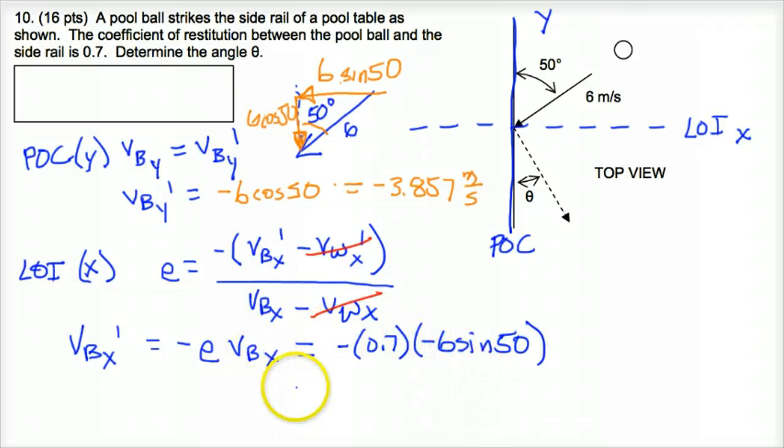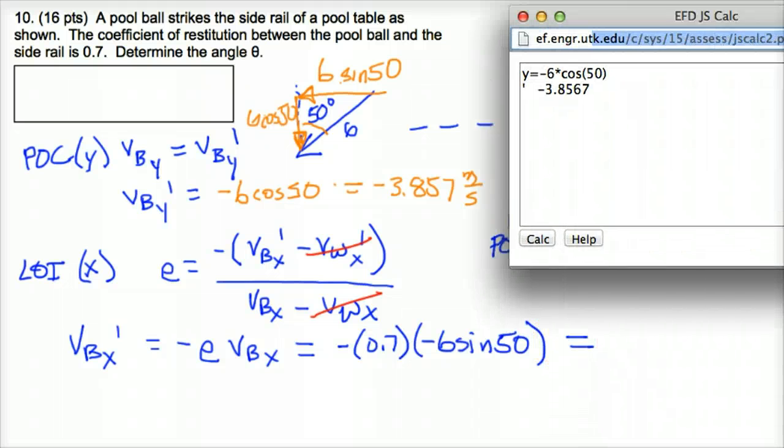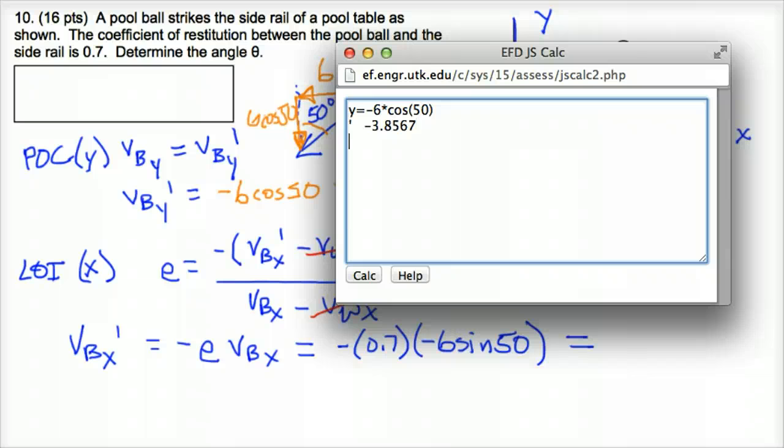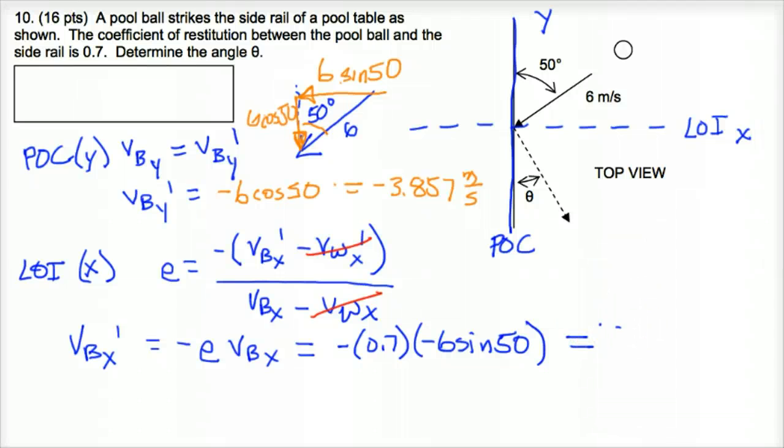Alright, let's see what that number comes out to be. Let's see, calculator, come back here. So it looks like my x velocity is going to be 0.7 times 6 times sine 50, which is 3.217 meters per second.